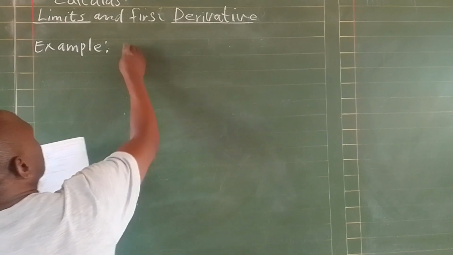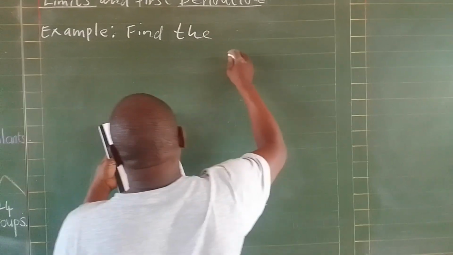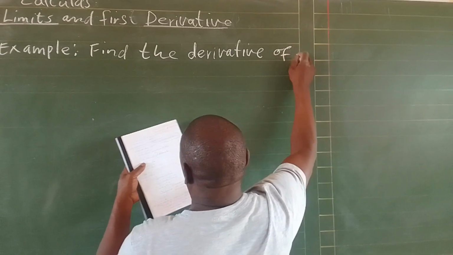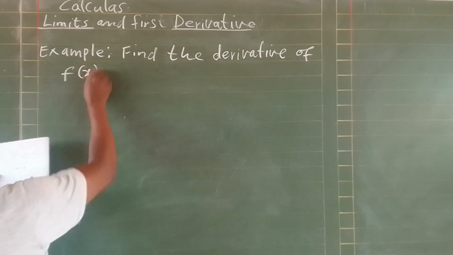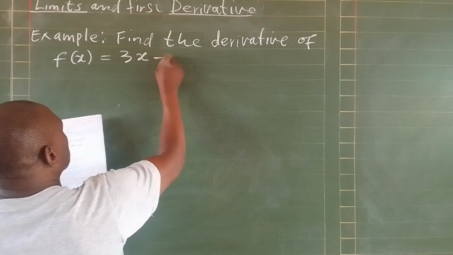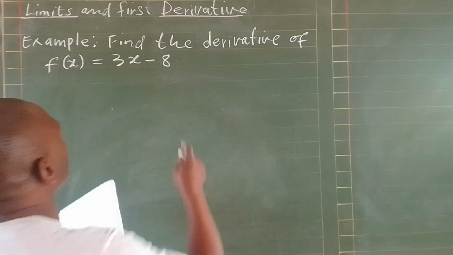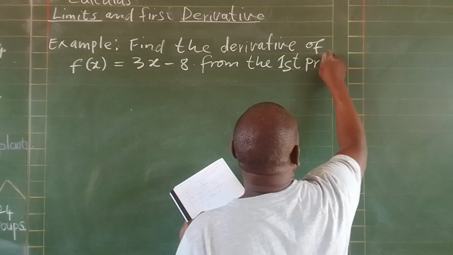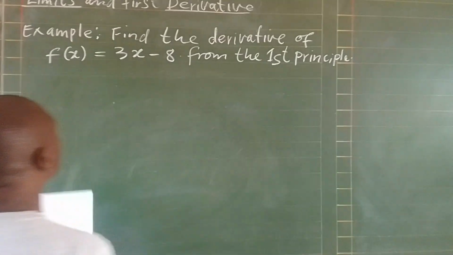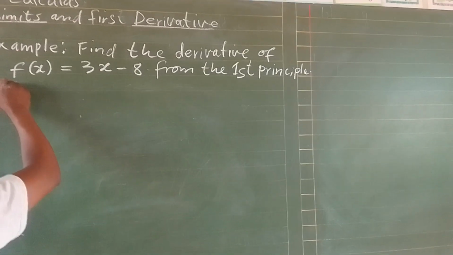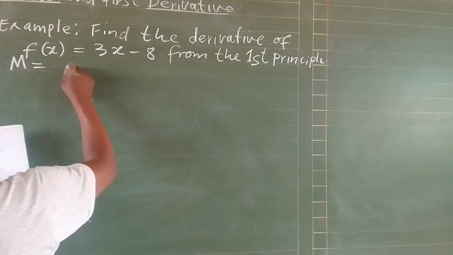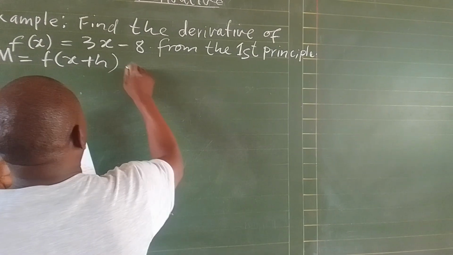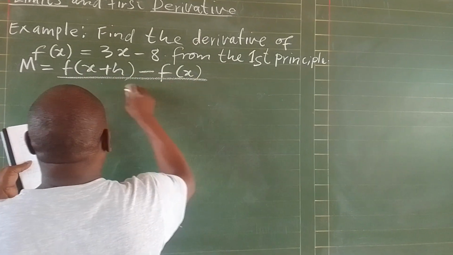Find the derivative of f at x equals to 3x minus 8 from the first principle. When we say from the first principle, you are going to use the gradient. The gradient formula is m is equals to f at x plus h minus f at x all over h.